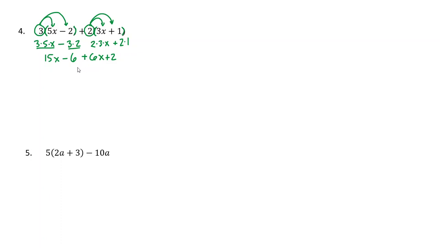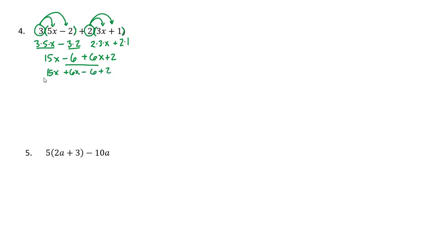Probably the biggest mistake everybody would make here is thinking that negative 6 plus 6x is 0. That's really tempting to do. But notice that they're not like terms. So what I'm going to do is I'm just going to rearrange some things here. I'm going to take that negative 6 and that 6x, I'm going to swap them. I'm going to write 15x plus 6x minus 6 plus 2.